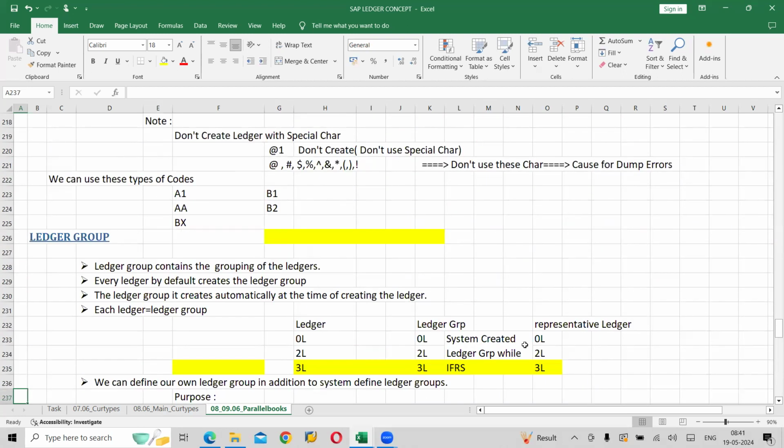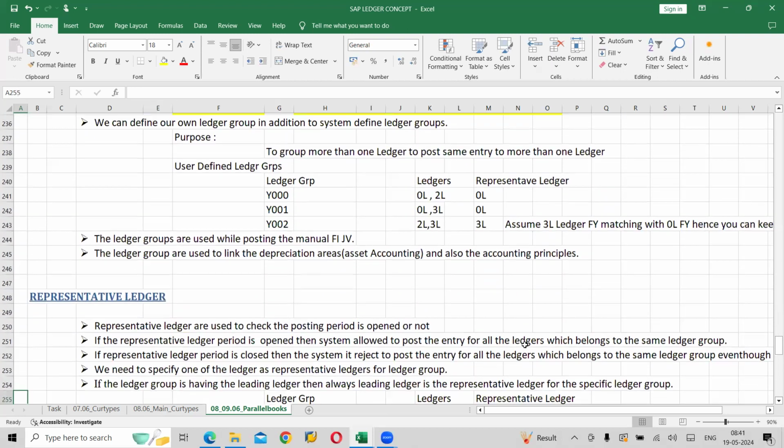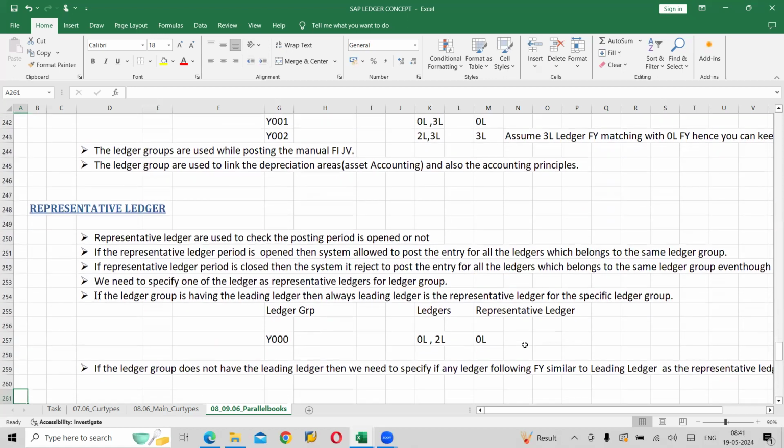So Navin, from tomorrow onwards we will start FI and MM integration. We will continue on that, and we will close it in tomorrow's session.